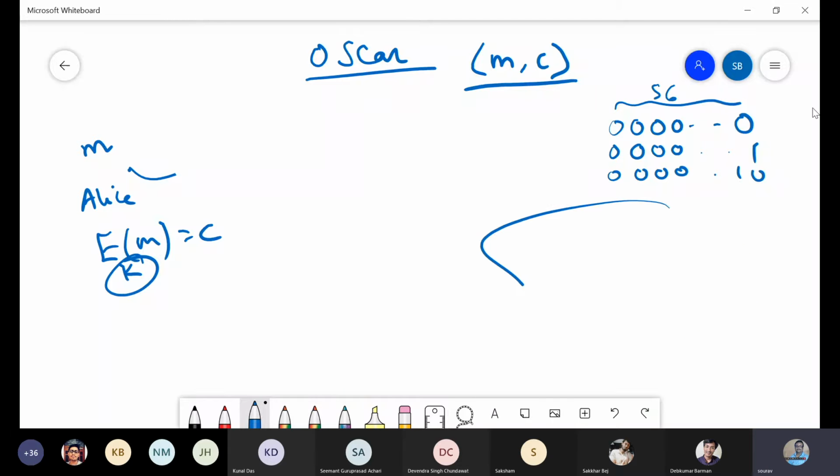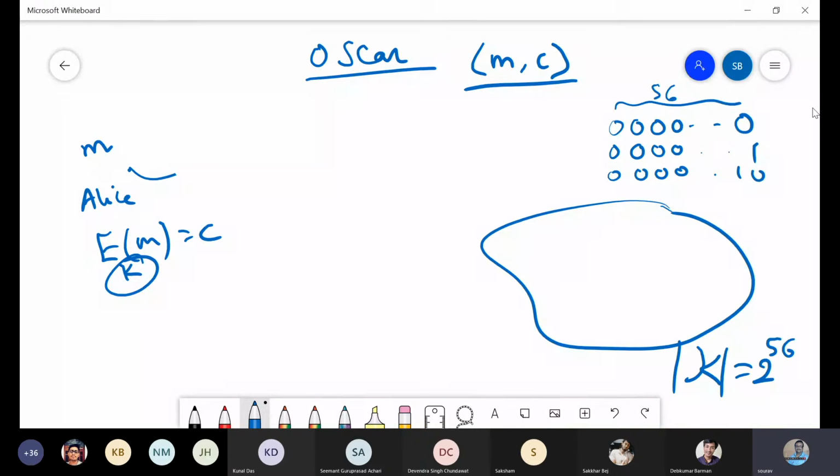So basically, if we consider the key space, the size of the key space is 2 to the power 56, because these are all possible combinations of 0s and 1s in every position. So there are 56 positions, and each position can be filled in 2 ways. So 2 into 2 into 2 into 2, 56 times. So this is nothing but 2 to the power 56. That is the key space. So our keys are coming from here.